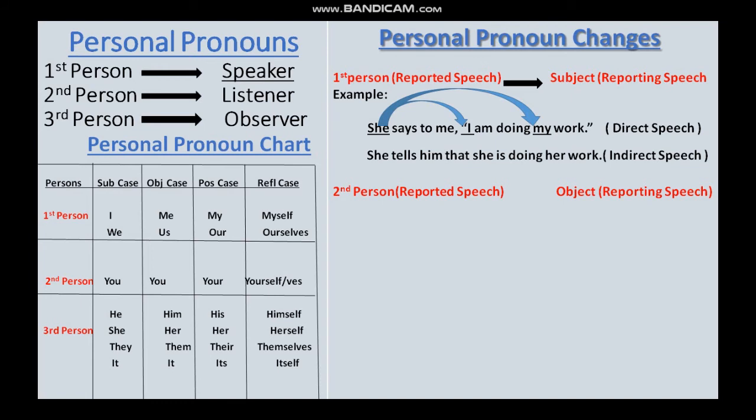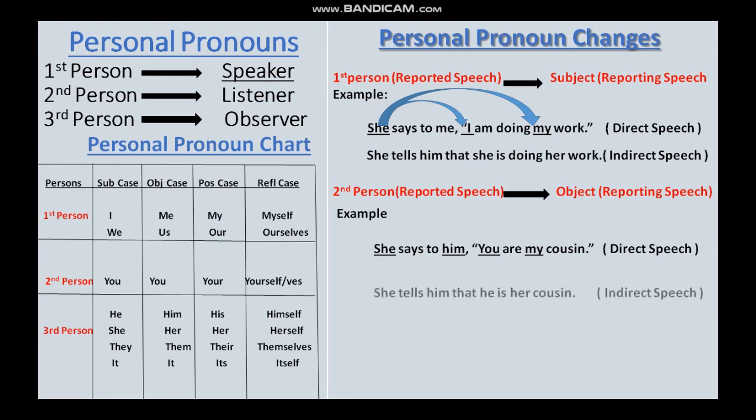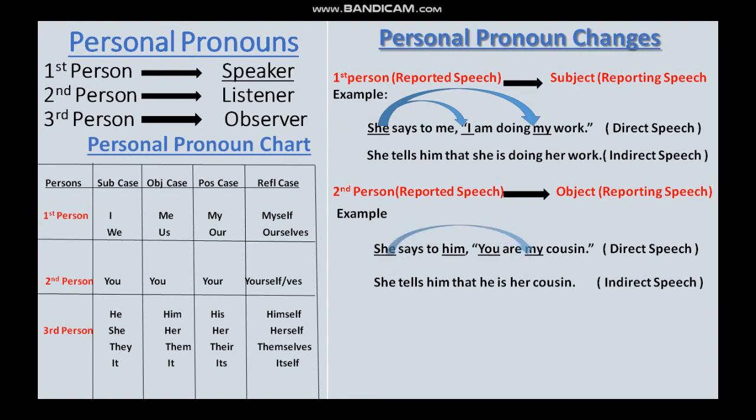And if we are given second person in the reported speech, then we change that second person according to the object of the reporting speech. For example, she says to him, you are my cousin. So she tells him that he is her cousin. You is second person, and second person is changed according to the object of the reporting speech. So you is changed to he according to him, because him is the objective case here.